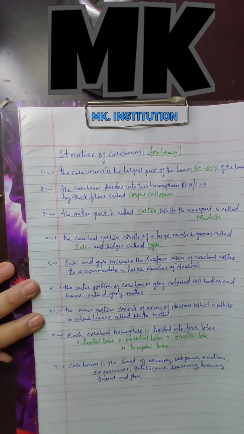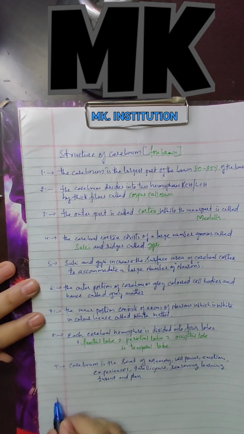Clear? Emotions are there. While watching any movie, if any emotional moments are there, you will start crying. Actually they do the acting, but you will really cry. Tears come in your eyes here. So these are the emotions. All of this is controlled by the cerebrum.